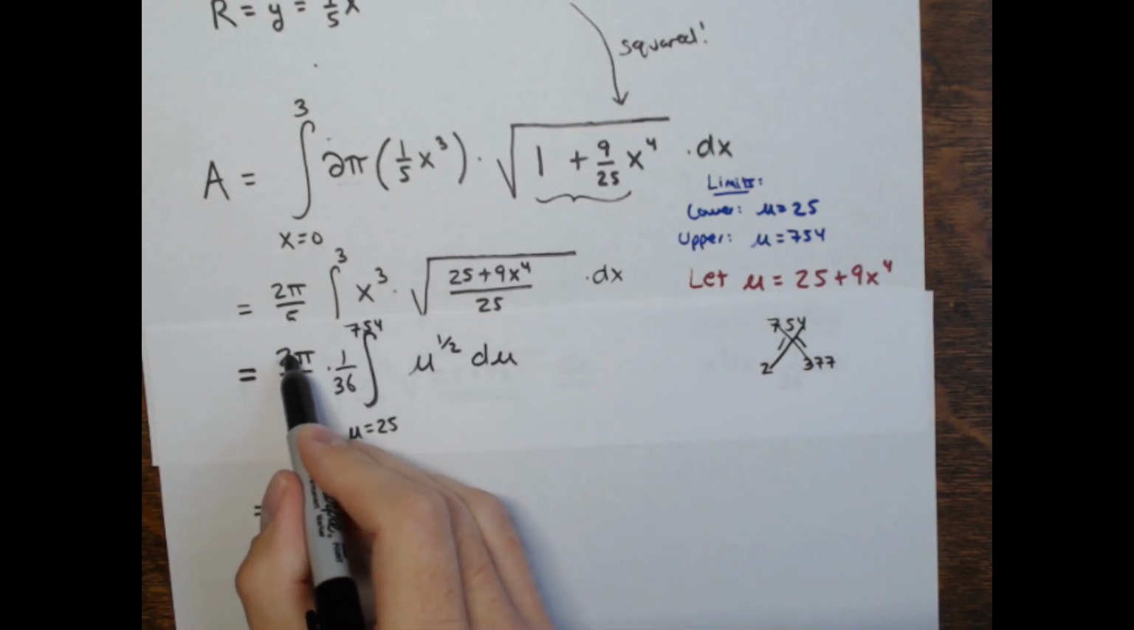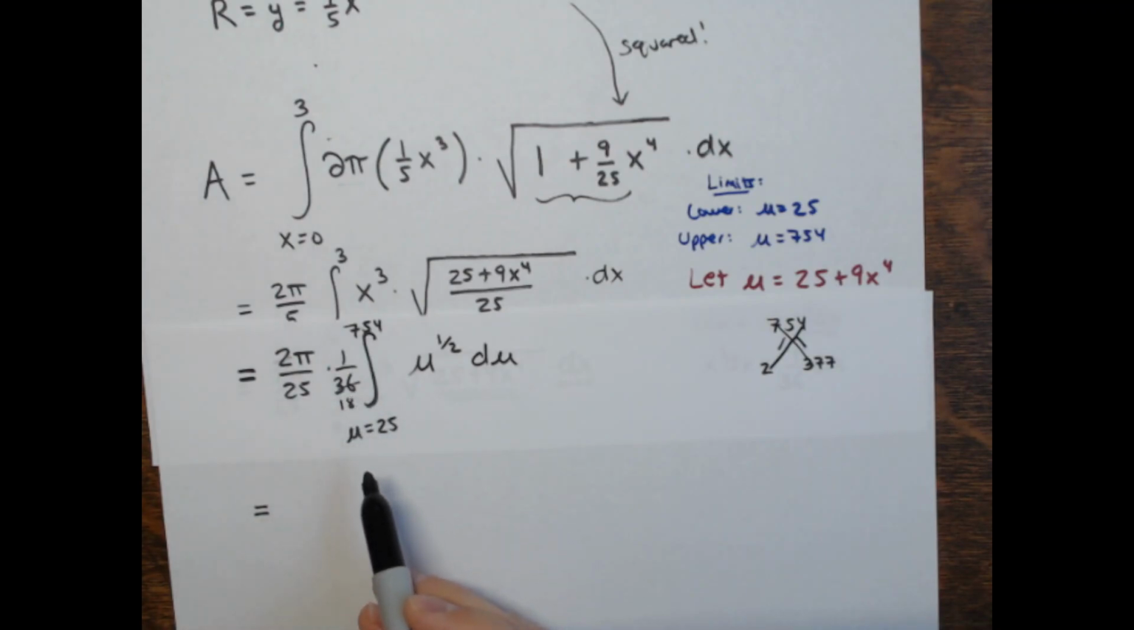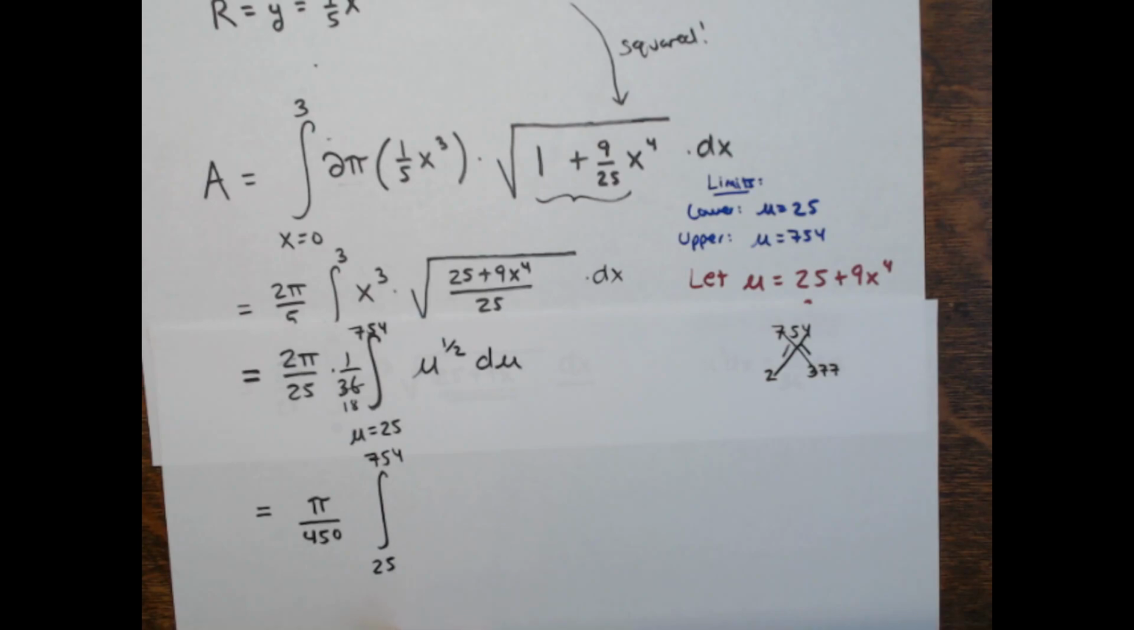Okay, so this 2 here goes into 36 18 times, and 18 times 25 is 450. So pi over 450 now out here. The 2 pi over 25 times 1/36. Integral from 25 to 754. Double checking that's 754. 3 to the 4th is 81 times 9, 729 plus 25. That's correct. Oh, I should just be doing the antiderivative right now because I know the antiderivative of u to the half.